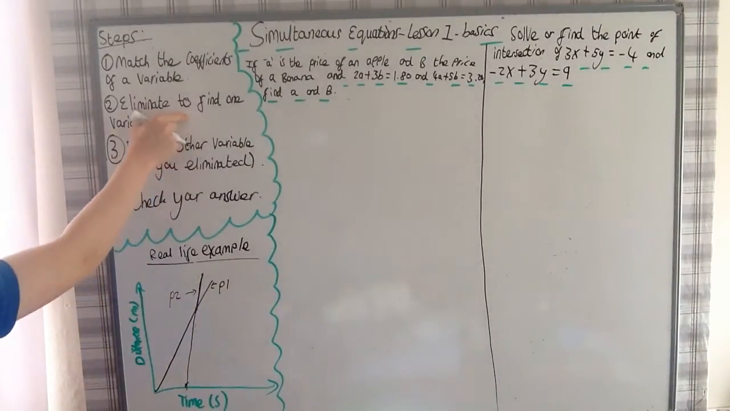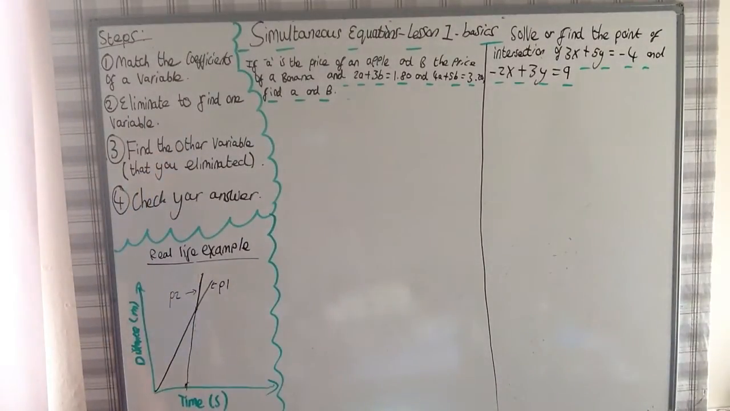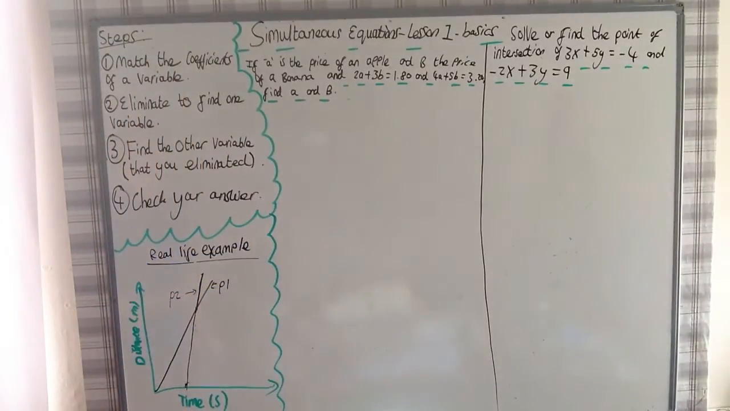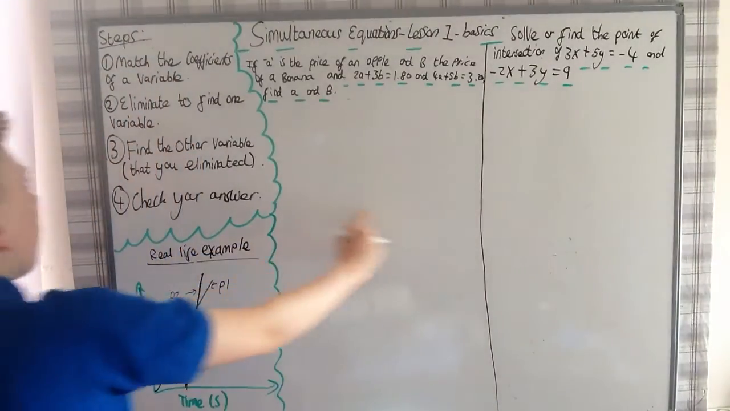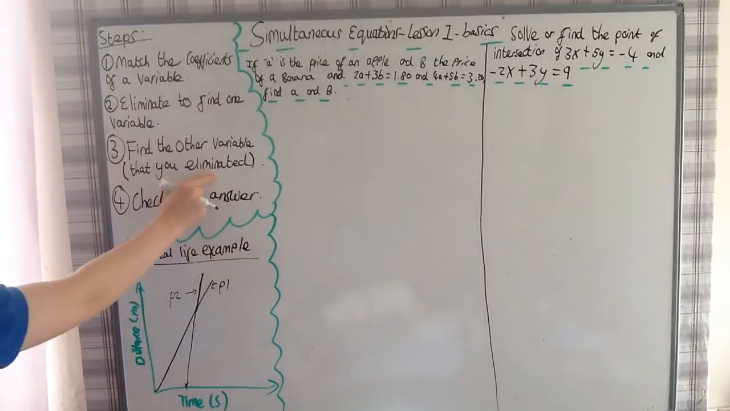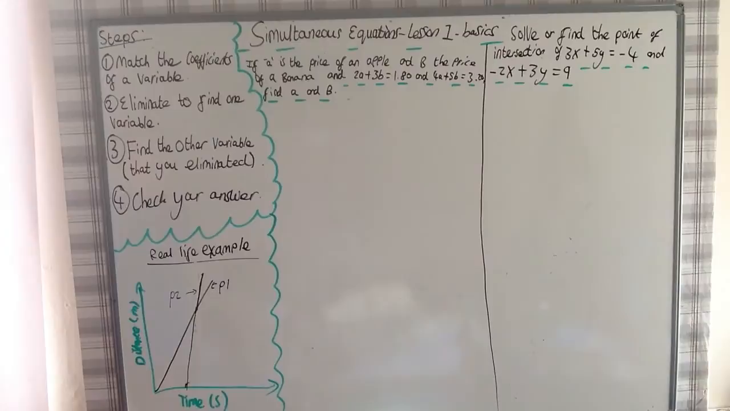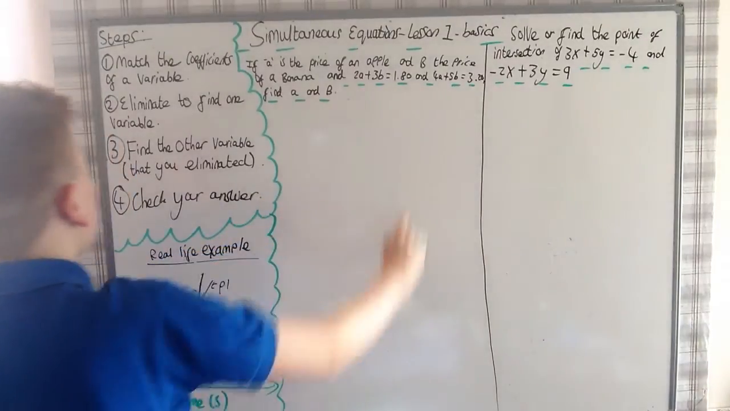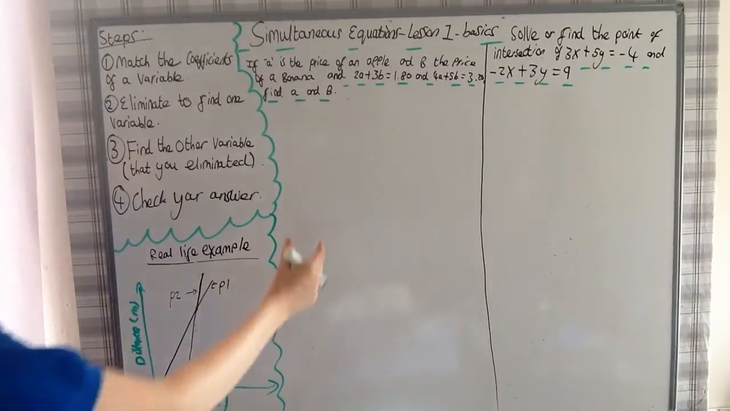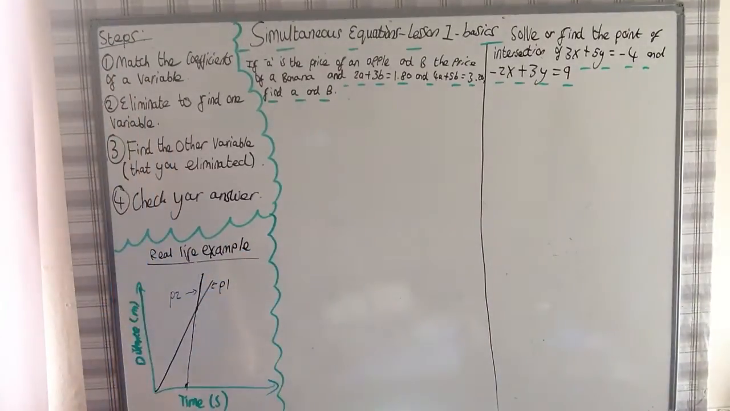The second step is to eliminate to find one variable. The way we eliminate is we get one variable in both equations having the same coefficient, and we can cancel them out. Again, I'll show you what I mean with these two examples. The third thing we do is find the other variable, which is the one you've eliminated, by substituting the one you found back into either of the equations. And fourth, check your answer, which we do by substituting into both equations.